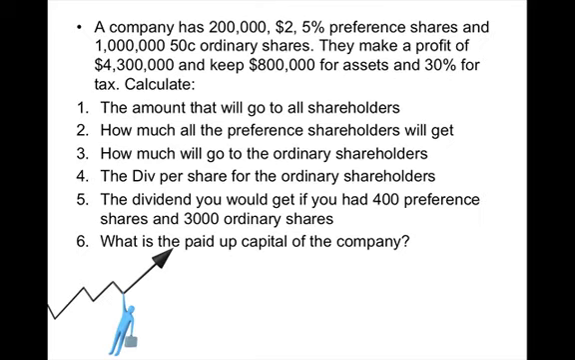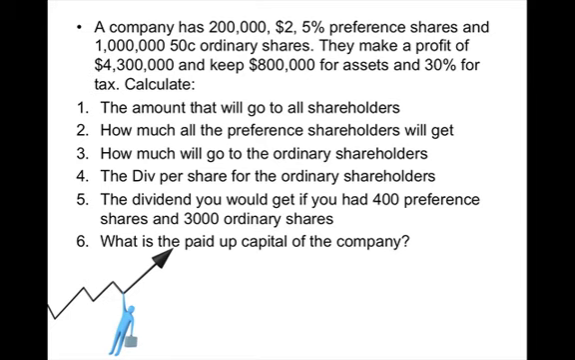The company has 200,000 $2 5% preference shares and 1,050,000 ordinary shares. They make a profit of $4.3 million and keep $800,000 for assets and 30% for tax. Calculate the following: the amount that will go to all shareholders, how much all the preference shareholders will get, how much will go to the ordinary shareholders, the div per share for the ordinary shareholders, the dividends you get if you had 400 preference and 3,000 ordinary shares, and what is the paid up capital of the company.